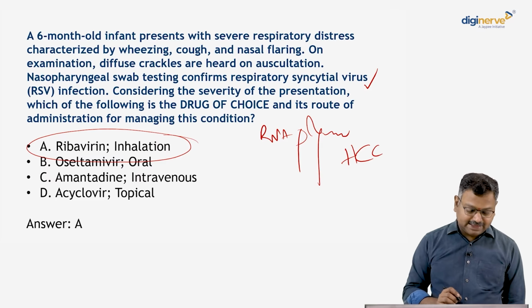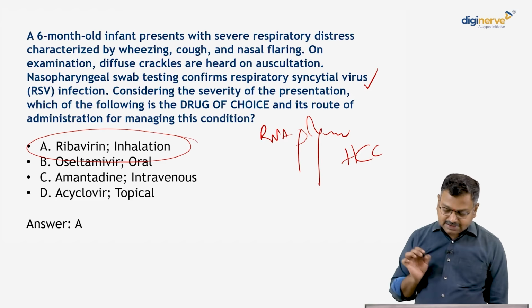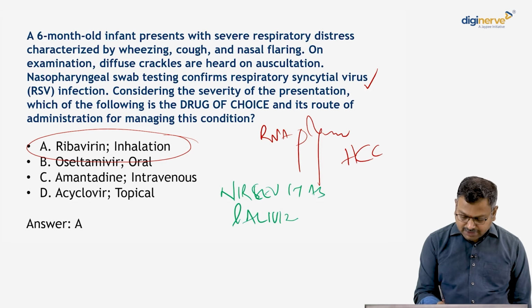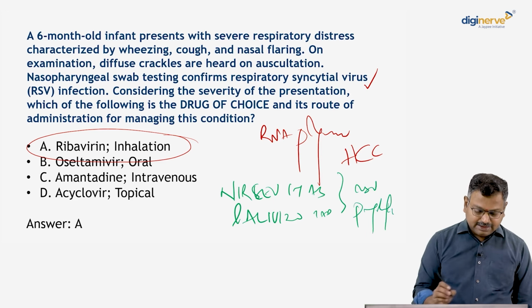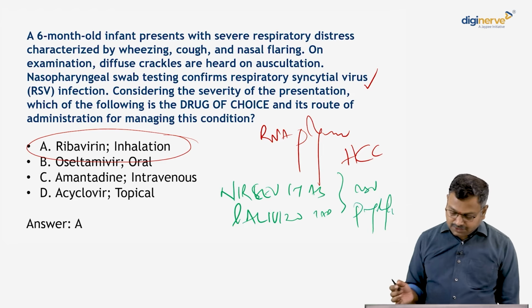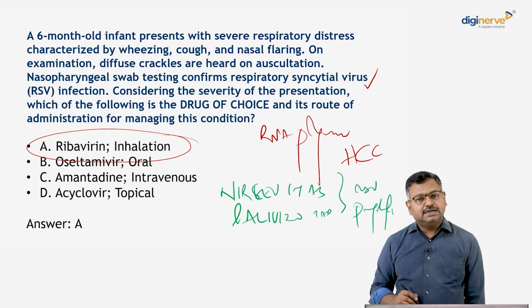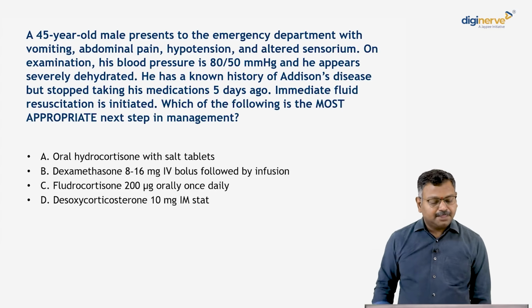Now, RSV prophylaxis, you have 2 drugs which have come up for prevention. 2 important drugs, or monoclonal antibodies, which have come up. One is nirsevimab and the other is palivizumab. Now, these are for RSV prophylaxis. Now, oseltamivir is used for influenza but not RSV. Amantadine, we do not use at all as resistance is high. Acyclovir is for herpes, not for RSV. So, here it's RSV, ribavirin is the drug of choice.